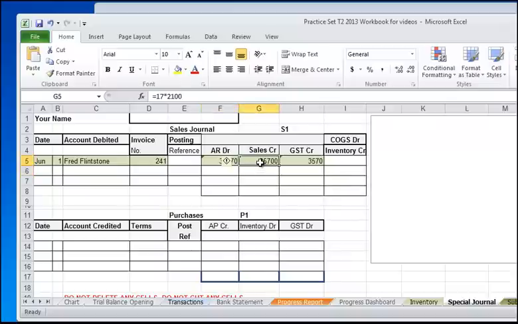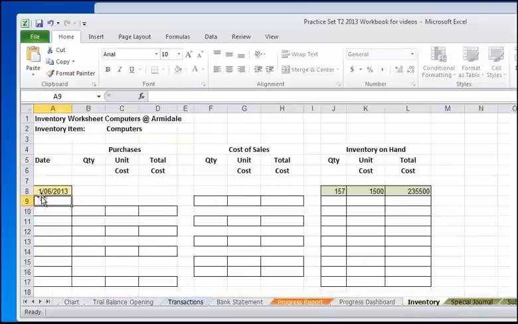Now, those 17 computers we sold cost us something. What did they cost us? Well, let's go to the inventory worksheet to work that out. So on the 1st of the 6th, 2013, we sold 17 computers to Fred Flintstone. What's the unit cost of those? Well, the unit cost was $1,500. That's what our opening balance was. That's some of this 157 that we sold. So our total cost of sales, total cost of goods sold, is $25,500.